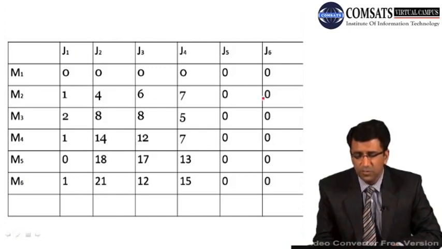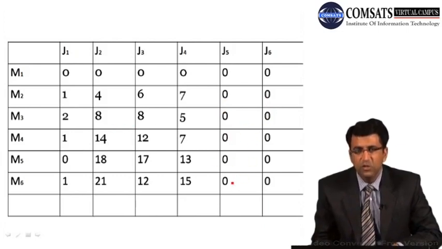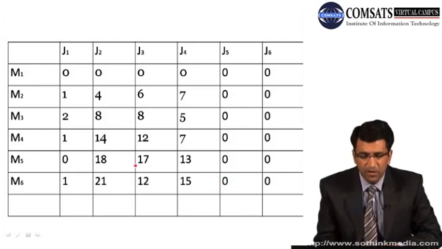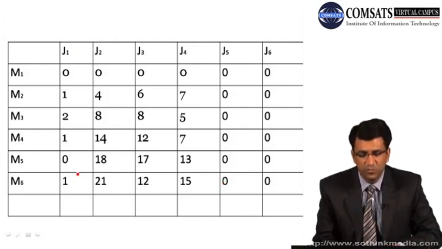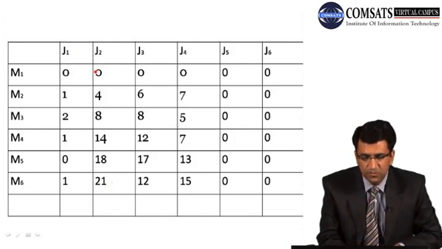Again in the second row you can see there is more than 1 zero, so you can leave this row. In the third row there is more than 1 zero, you can leave it. Fourth row, fifth row and sixth row, you can leave all these rows because there is no single zero available in any of them. Then start from the columns. In the first column you can see there are 2 zeros, so you can leave this column. In the second column there is a single zero available, so you can assign this particular zero.